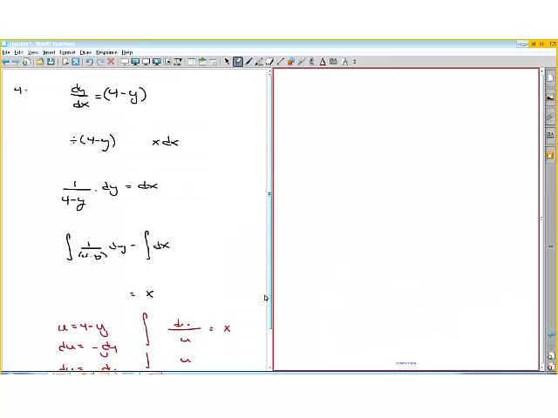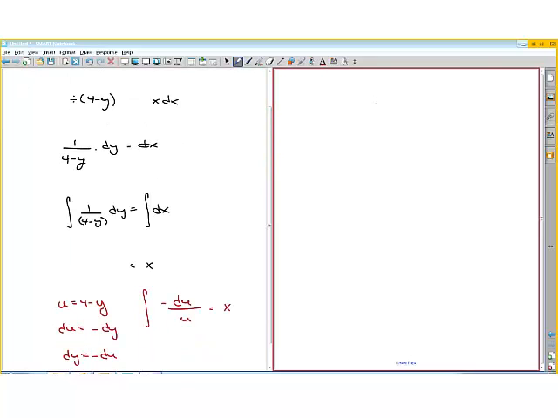Okay, now we integrate with respect to u, so the integral is negative the natural log of the absolute value of u, plus c, is equal to x. And it's u, not y. So it's the negative sign, you factor that out. The integral of du over u is the natural log of the absolute value of u. Okay.